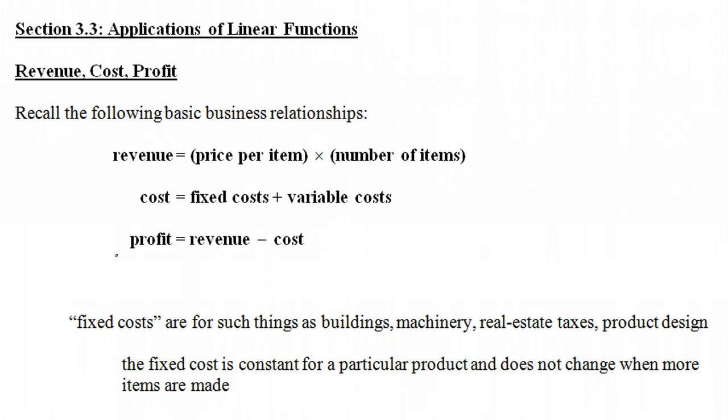Now finally, the last relationship is that profit is equal to revenue minus cost. Revenue is how much money is coming in, and you subtract from that the costs that you have to make your product. Obviously, you want your profit to be as big as possible.